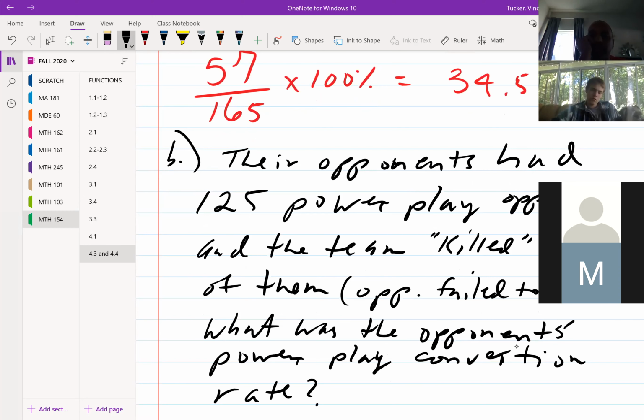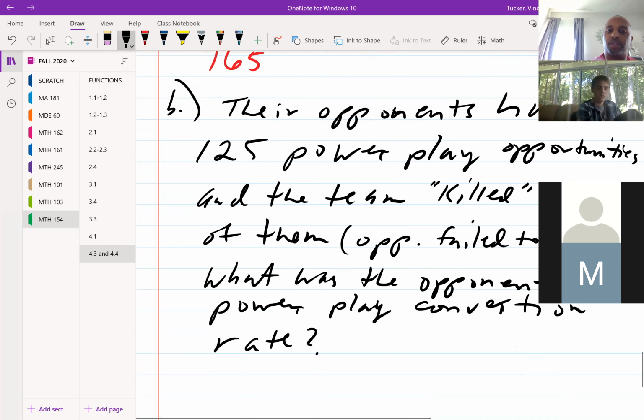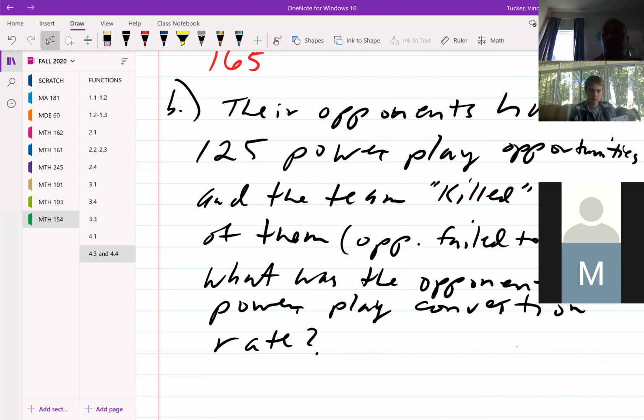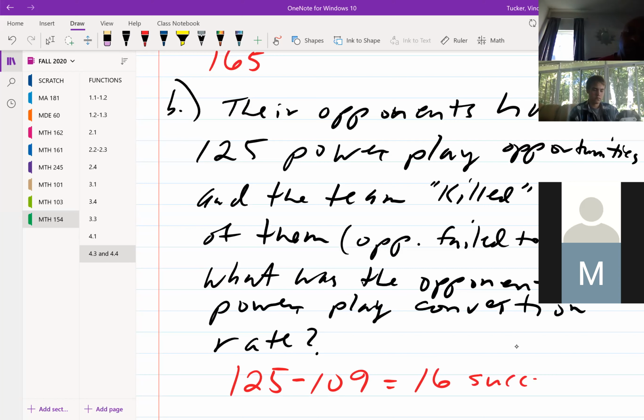All right, so their opponents had 125 power play opportunities, and the team killed 109 of them. So that means their opponent failed to score. What was the opponent's power play conversion rate? The opponents had 125 power play opportunities, and on 109 of them, the team prevented them from scoring. So they only had 16 successful, or 16 scores, let's say it like that.